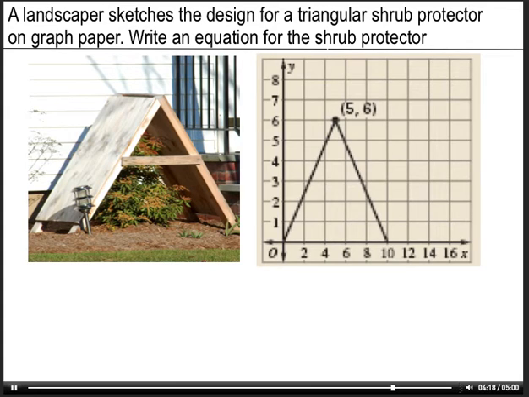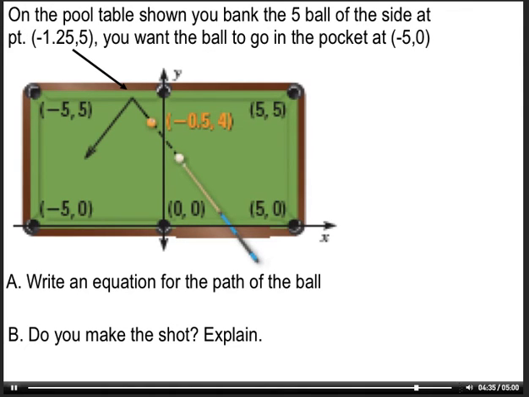Next, I give some application problems where they have to write the equation of something that happens in real life. So for example, the shrub protector is in the absolute value function shape. Write the absolute value function here. So they can do this by slope or picking a point on the absolute value function. Then we have this interesting pool problem where we write the equation of the path of the ball and then predict if it's going to go in this hole right here.